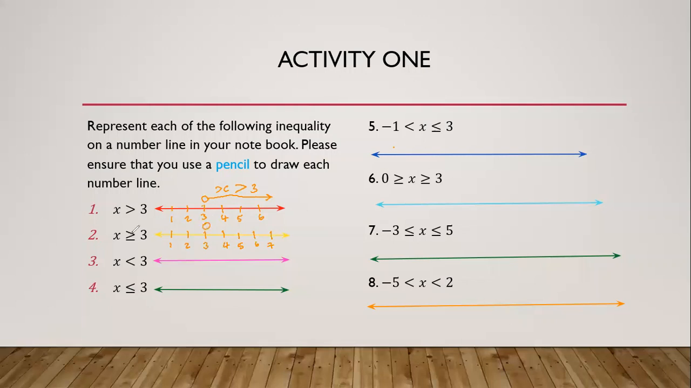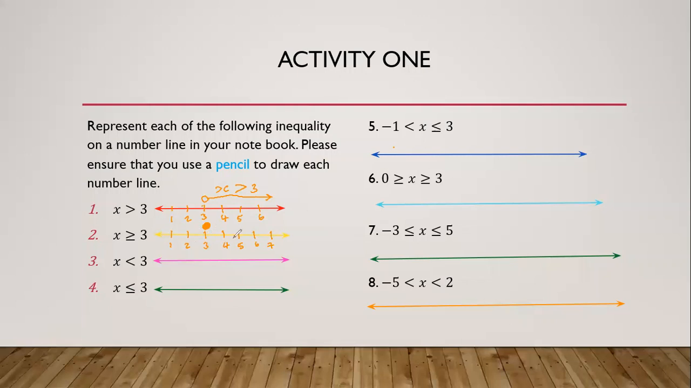Now because it says x is greater than or equal to 3, we need to shade the circle, right? So we're going to shade inside of the circle. And this circle is what we call a closed circle. So note that when we shade the circle, it indicates that 3 is a part of the solution, right? And this is x is greater than or equal to 3.